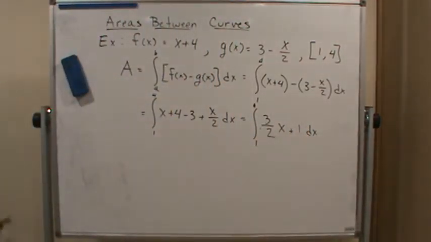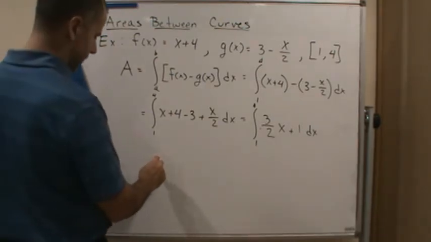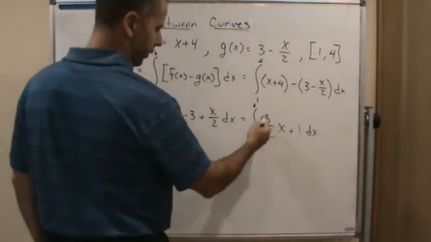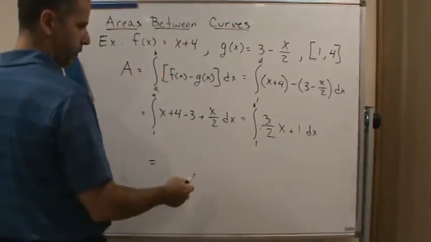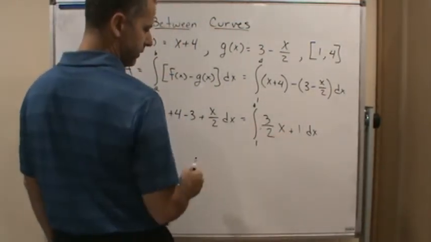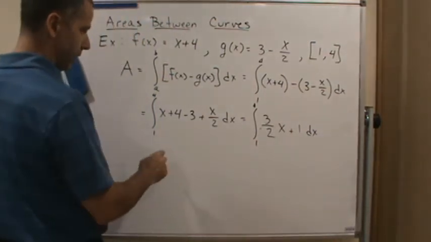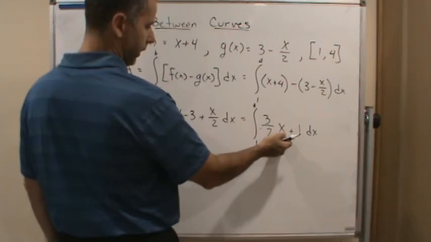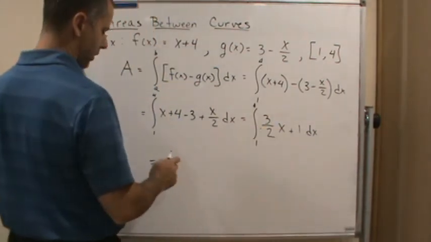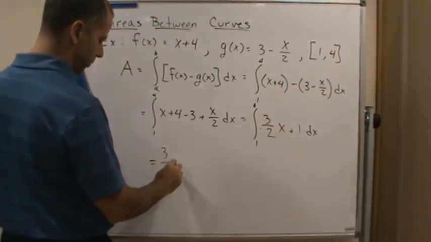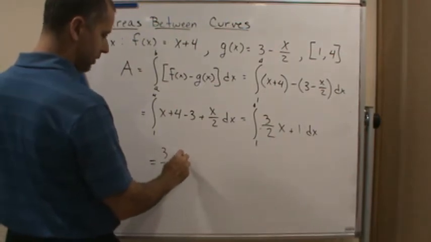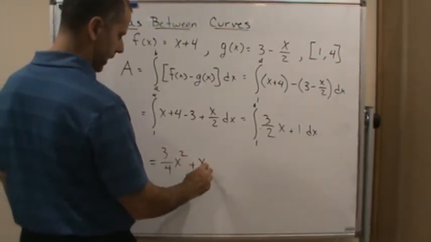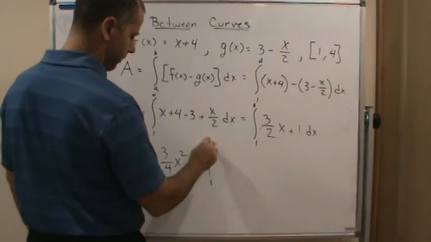So at this point all I did was simplify it and integrate it. Now let's integrate. I'm going to integrate this term by term. So if I integrate, this is going to be x squared, and then divide by 2. So this ends up being 3/4 x squared plus x evaluated from 1 to 4.